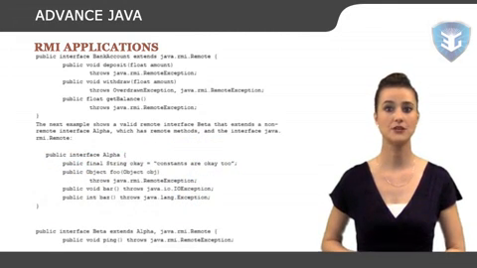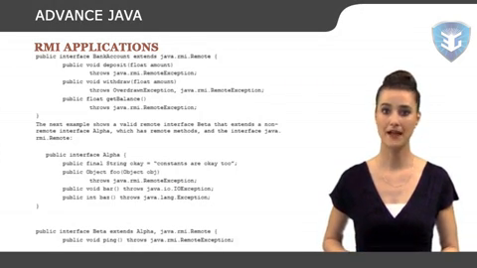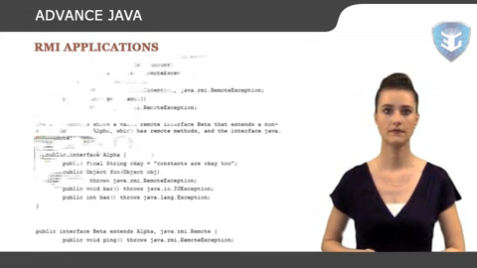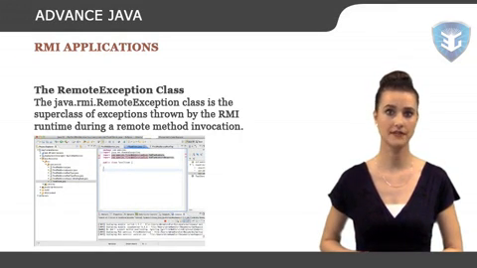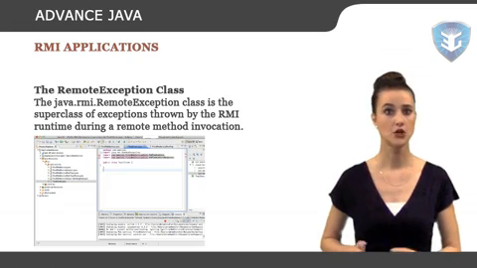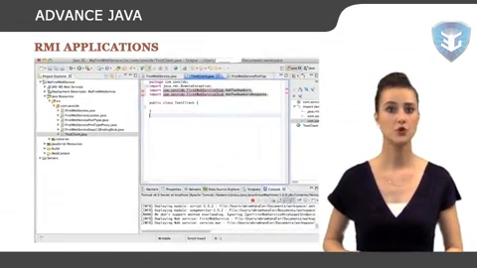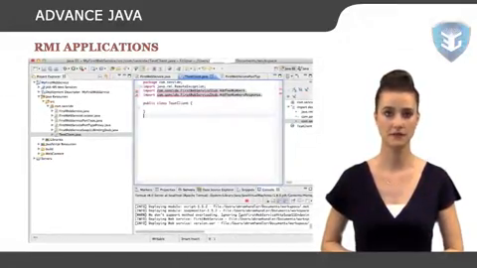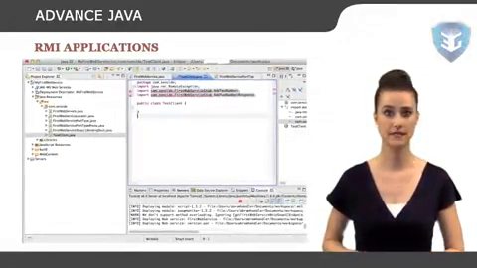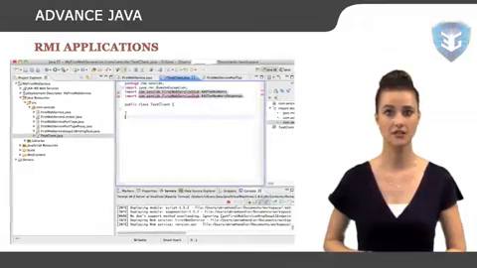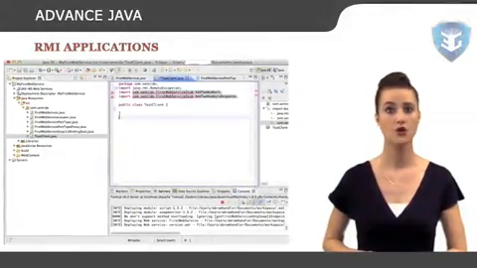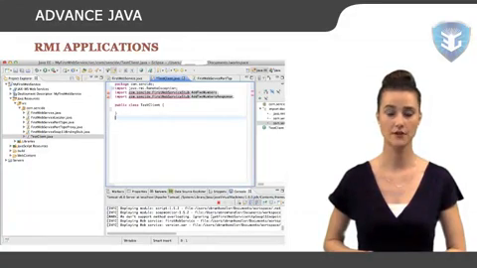This is an example for the interface BankAccount, which defines a remote interface for accessing a bank account. It contains remote methods to deposit to the account, to get the account balance, and to withdraw from the account. The RemoteException class. The java.rmi.RemoteException class is the superclass of exceptions thrown by the RMI runtime during a remote method invocation. To ensure the robustness of applications using the RMI system, each remote method declared in a remote interface must specify java.rmi.RemoteException or one of its superclasses such as java.io.IOException or java.lang.Exception in its throws clause.